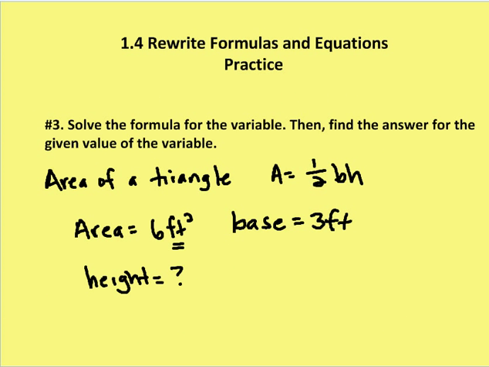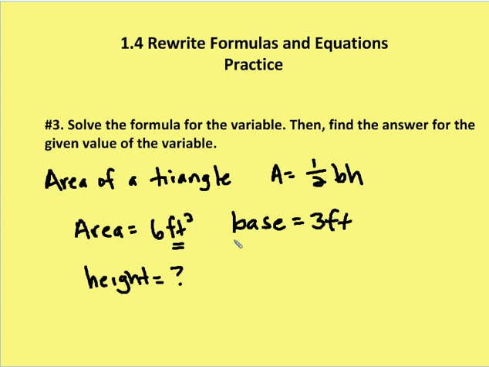Okay, in the last problem, we're asked to solve the formula for the variable. We have a formula for the area of a triangle. The area of a triangle is equal to 1/2 of the base, which is b, times the height. And we're given 2 of the 3 variables, the values. And so we're going to plug those values in and then solve for height.